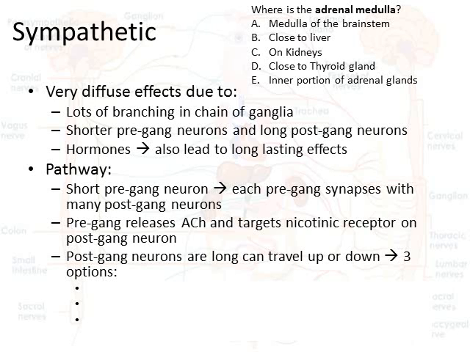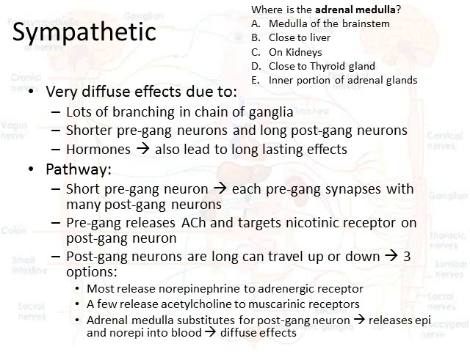And then there are three different options for how they're going to have their effects on the target tissue. Most of them, the large majority, release norepinephrine onto an adrenergic receptor. There are a few that release acetylcholine onto muscarinic receptors, similar to the parasympathetic system. But the other option is the adrenal medulla, substituting for that postganglionic neuron, releasing epinephrine and norepinephrine into the blood, and then we have those diffuse effects.